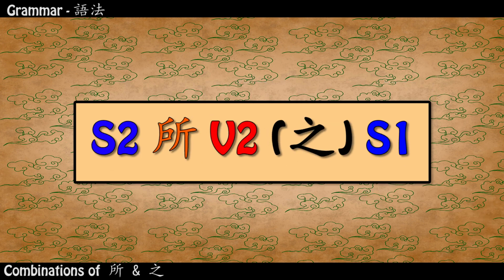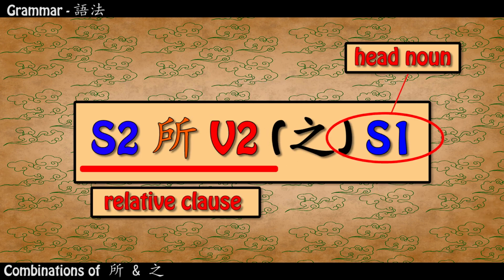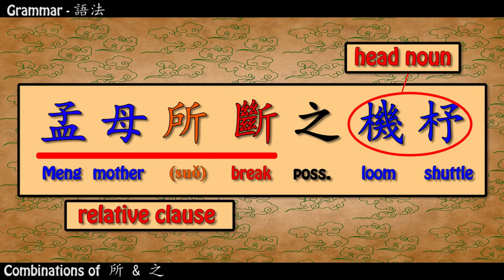When we use a relative clause to modify a noun, in classical Chinese, the head noun comes after the relative clause, with the ground layout shown on screen. Used in a saying, we get 孟母所断之机杼. Word for word, Meng, mother, place, break, possessive, loom, shuttle. The loom and shuttle that Mother Meng broke.